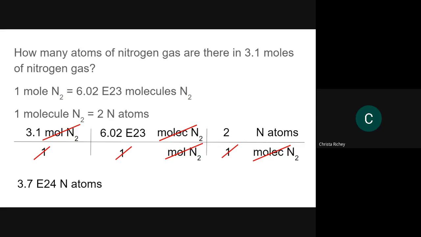On the test, because of the way Canvas handles certain things I type in, if it's in an instruction, I can do a superscript or a subscript. But if it's an answer choice, a lot of times I can't do a superscript or a subscript. So I just use an E. Are there any questions on this one?